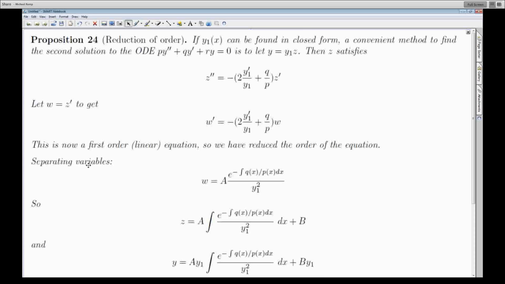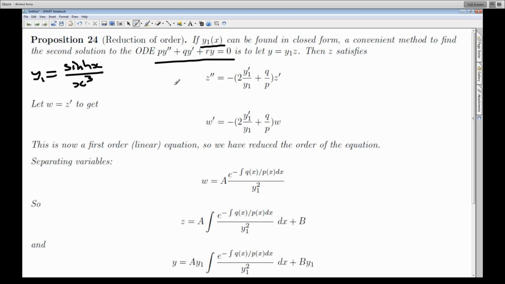So this is the idea of a reduction of order. I'll give it to you really roughly. If you've got one solution already, y1, and in this case, just to make it concrete, we had sine of x over x cubed. That was our explicit solution, so we've got a closed form for it. Then this is a way of working out a second solution to this sort of differential equation.